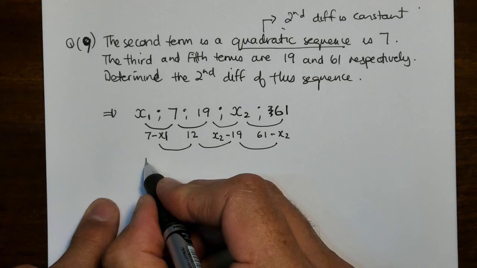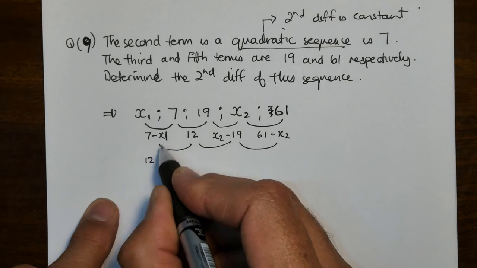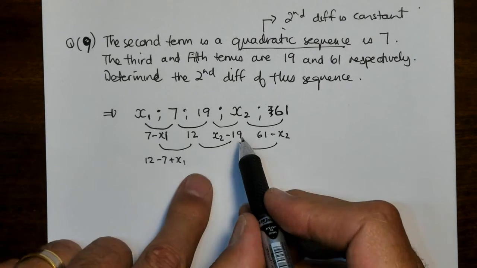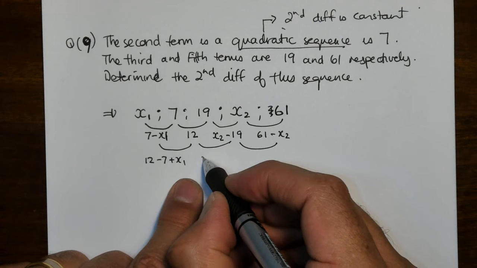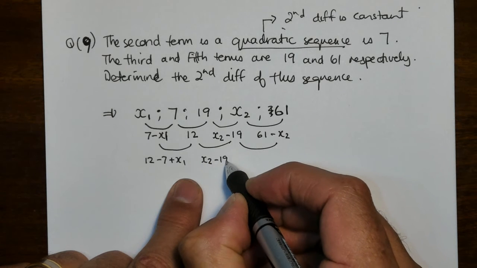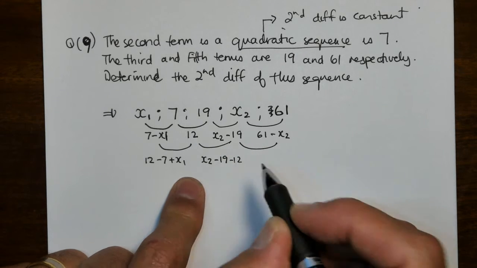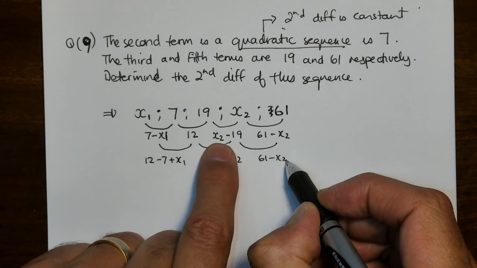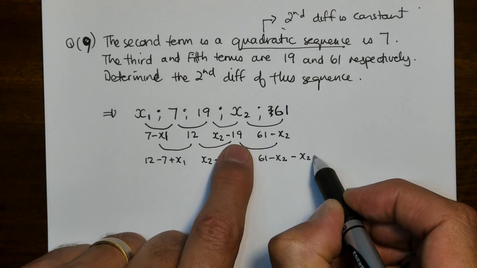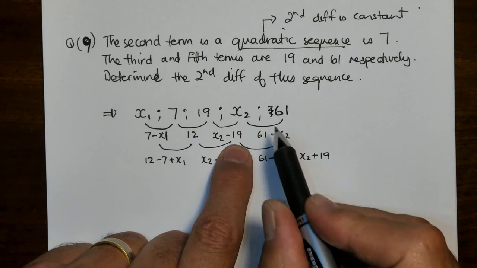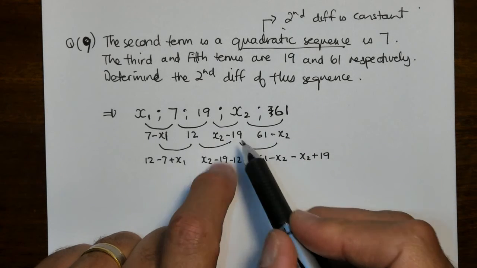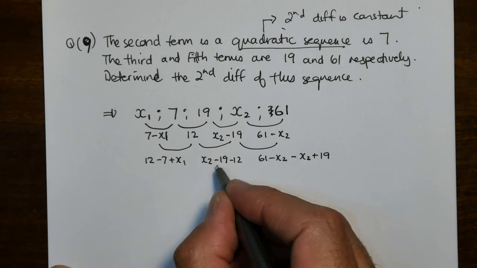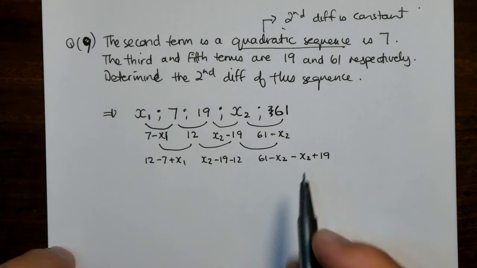That difference is 12 minus this. So this will be minus 7 plus x1. The difference here is x2 minus 19 minus this 12. And then the third difference will be 61 minus x2 minus x2 plus 19. Don't make a mistake with this negative remaining negative. Now what do we know? We know that this is equal to that and that is equal to that.